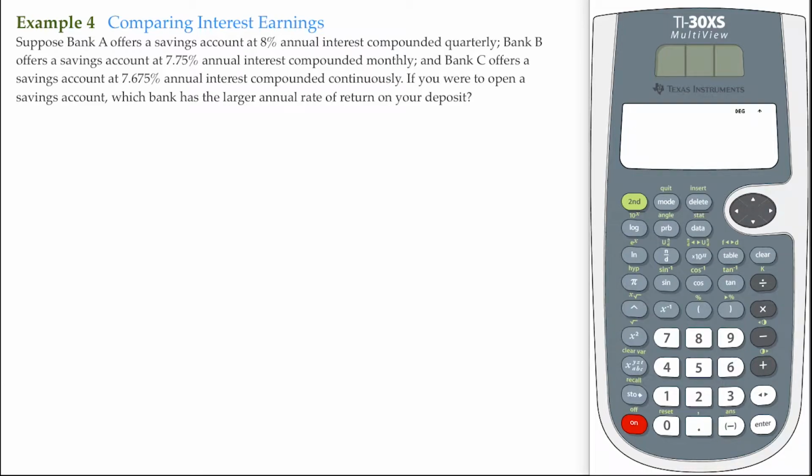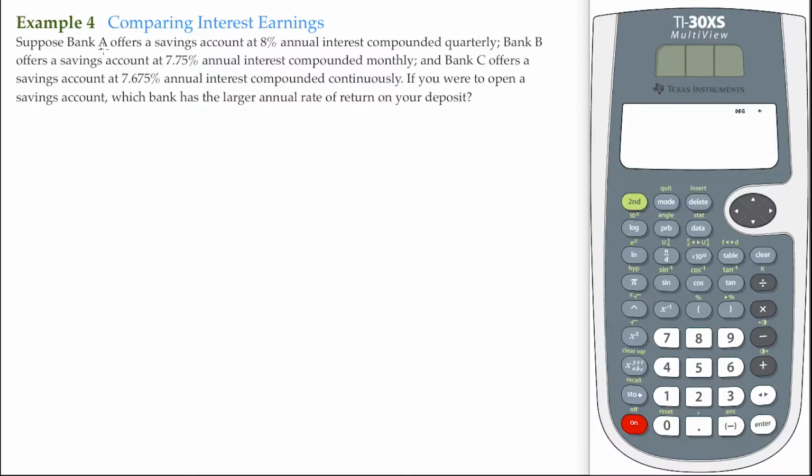Now in this example, we are going to be comparing interest earnings. It says here, suppose Bank A offers a savings account at 8% annual interest compounded quarterly. Bank B offers a savings account at 7.75% annual interest compounded monthly. And Bank C offers a savings account at 7.675% annual interest compounded continuously. If you were to open a savings account, which bank has the larger annual rate of return on your deposit?